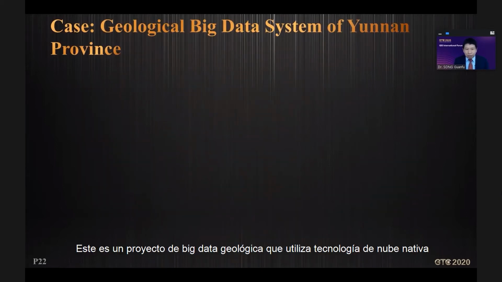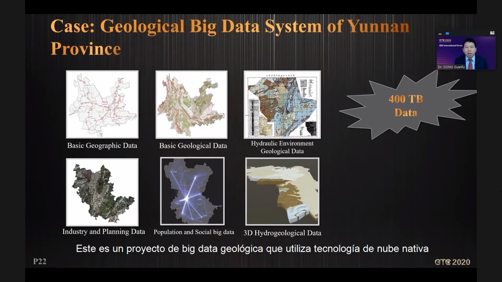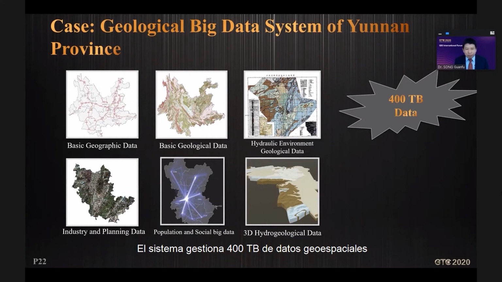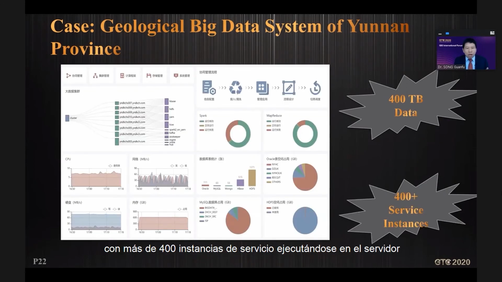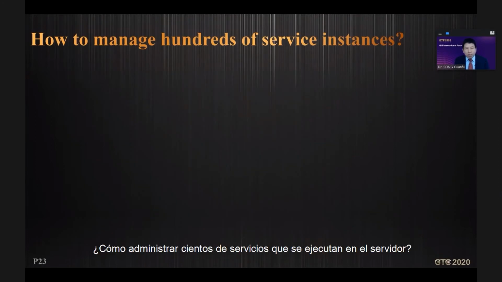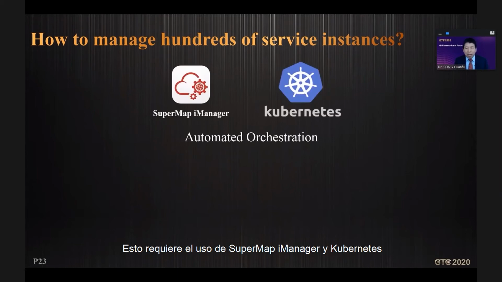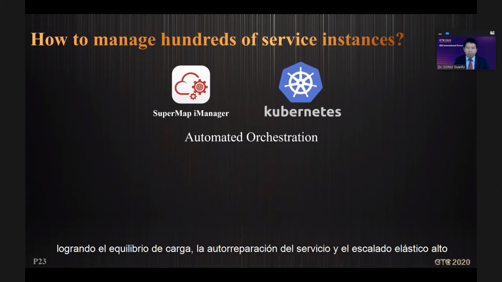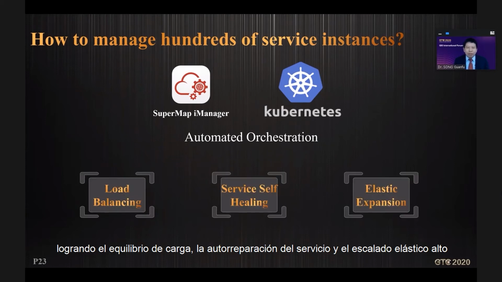This is a geological big data project using cloud native technology. The system manages more than 400 TB of geospatial data with more than 400 service instances running on the server, improving the stability and the performance of the system greatly. How to manage hundreds of services running on the server? This requires the use of SuperMap iManager and Kubernetes to achieve automated deployment, operation and management of back-end services, realizing load balancing, service self-healing, and high elastic scaling.